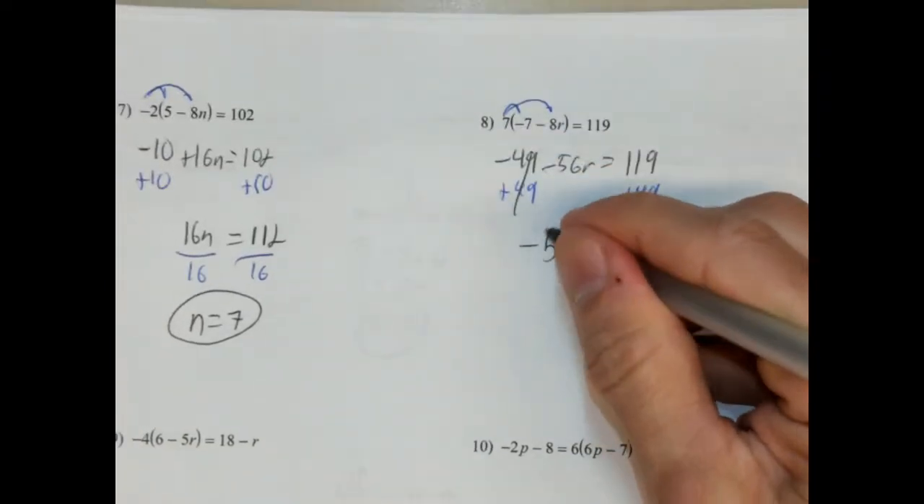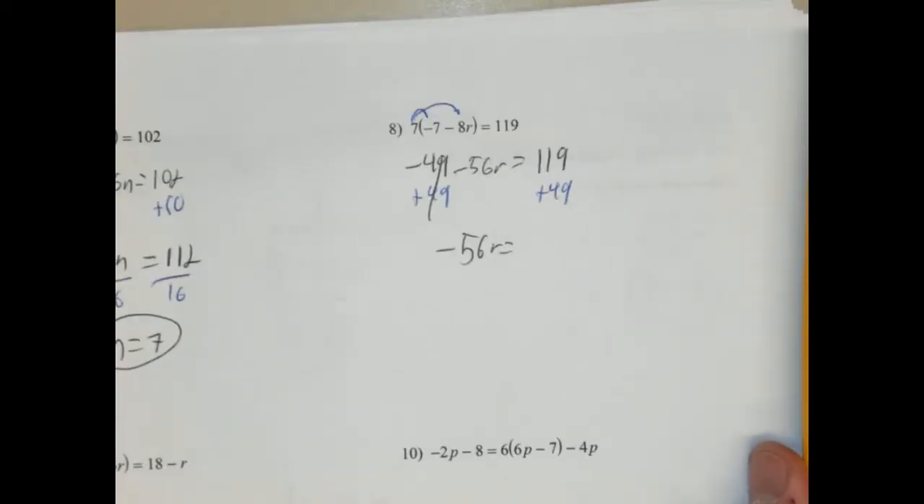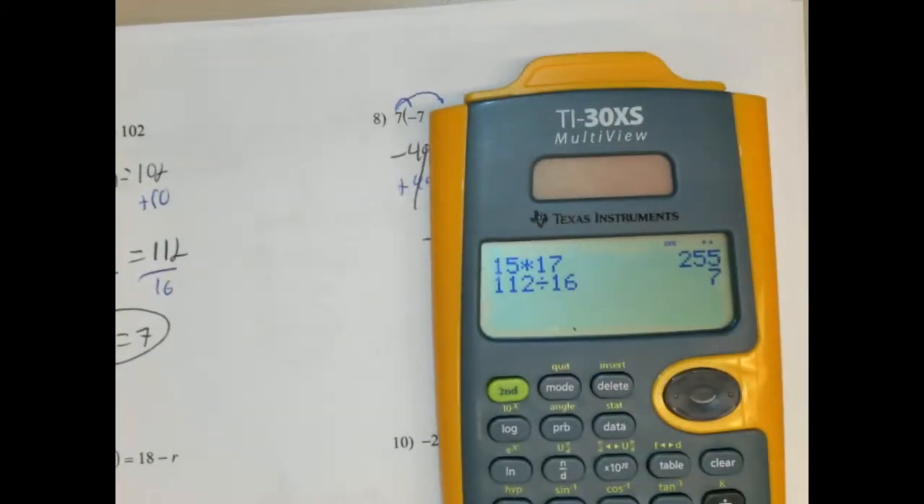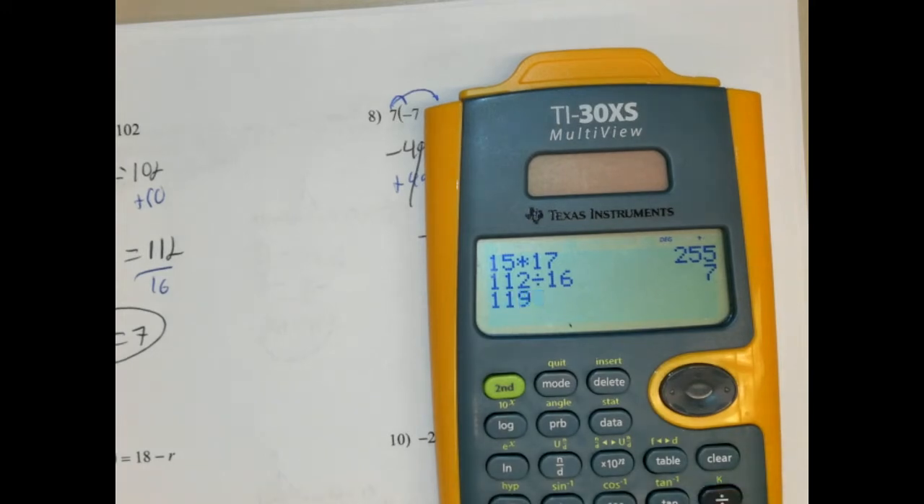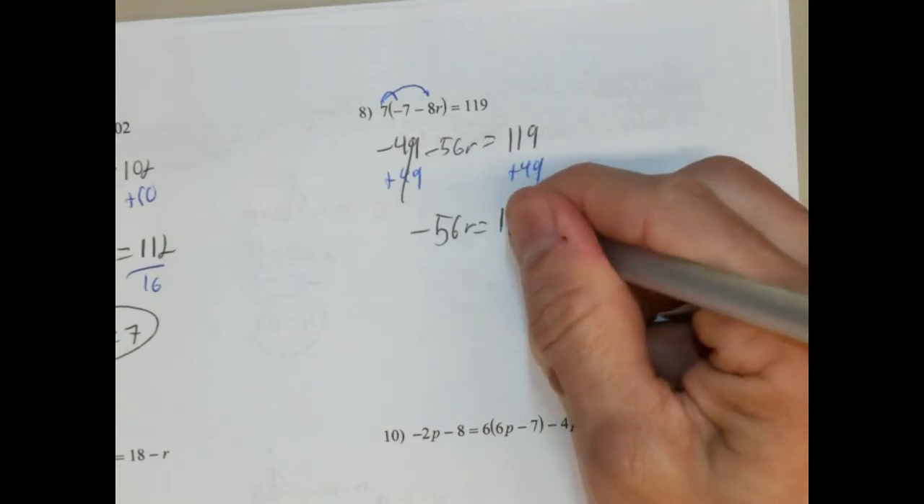And negative 56r equals, is that 168? I think it is. Let's double check just to be safe. 119 plus 49. Yep, 168. It's always good to check.